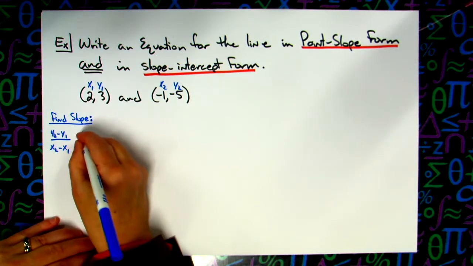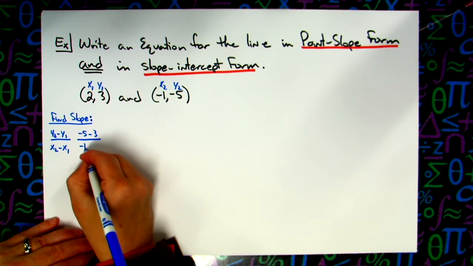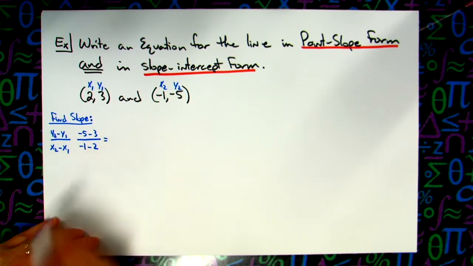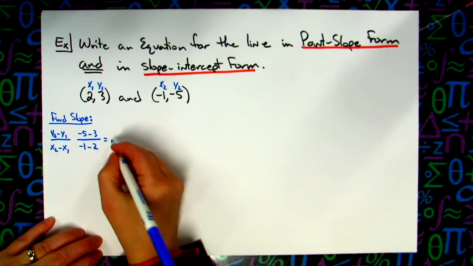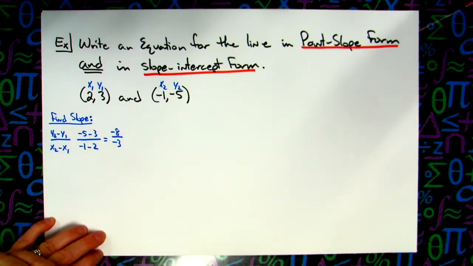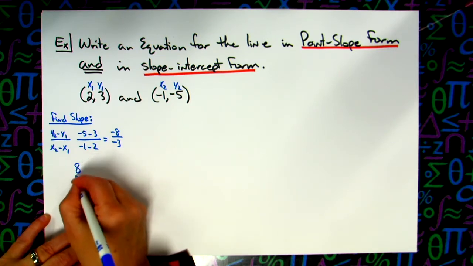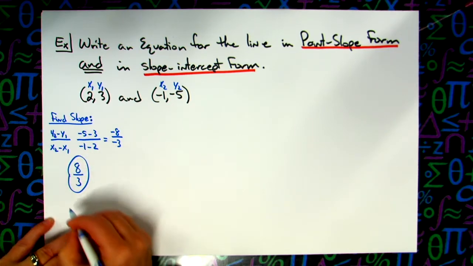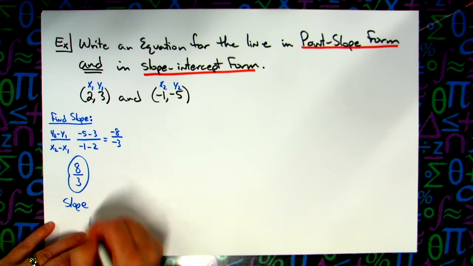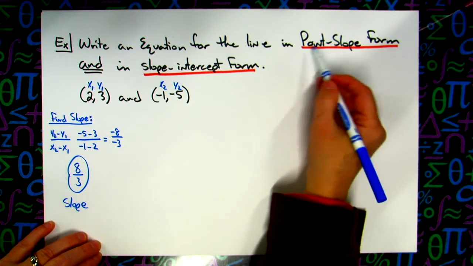So I'm going to have a negative 5 minus a 3 over a negative 1 minus a 2. That's going to give me a negative 8 on top and a negative 3 on the bottom. Negative divided by negative? Positive. So my slope is a positive 8/3. So I know my slope. That's one of the 2 things I need. I need a point and I need a slope.